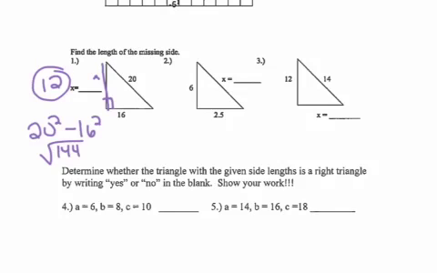For number 2, I'm looking for this side, which is opposite. It's not touching my 90-degree angle, so I'm looking for my hypotenuse. 6 squared plus 2.5 squared. My calculator would give me 42.25, and if I take the square root of that, I'll roughly get 6.5.